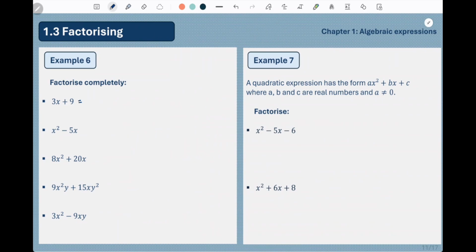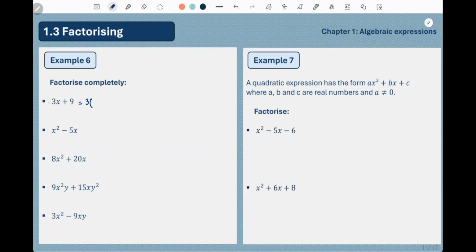3x plus 9. So in order to factorize, we have to see if there are any common factors between 3x and 9. And by a factor, I mean, for example, 9 is 3 times 3, right? So the common factor here, because it appears here and there, is 3. So I open my bracket.